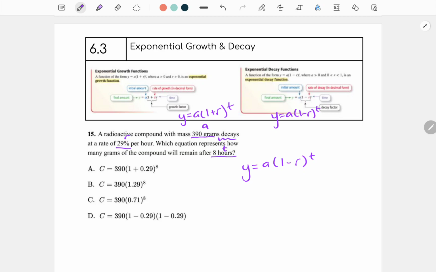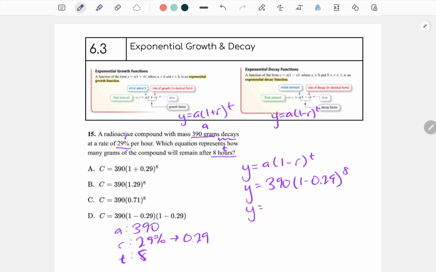So let's write it over here. So A is 390. r is 29%. t is 8. And then we want to change the rate to a decimal. So 29% is 0.29. So now I'm going to fill these things in. So A is 390, r is 0.29, and time is 8. And now I'm going to go in the middle here.